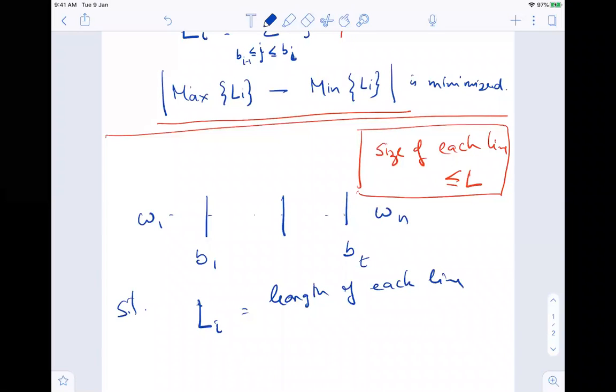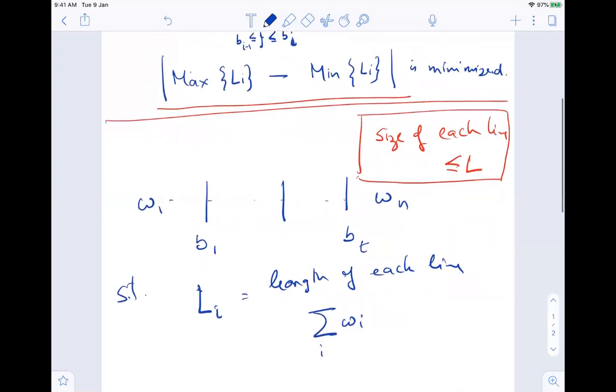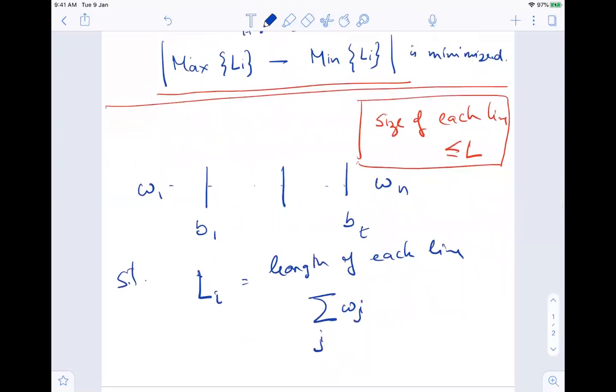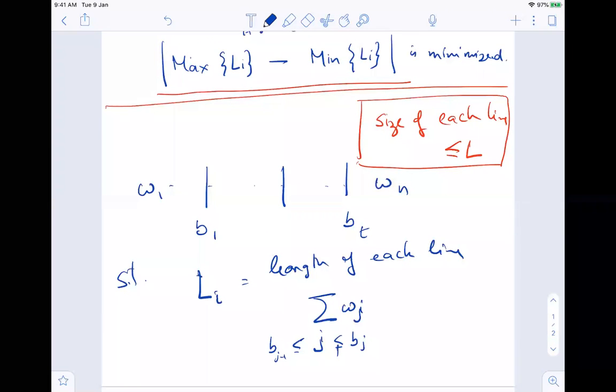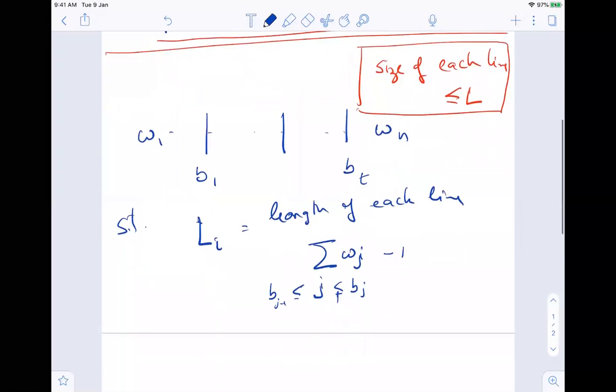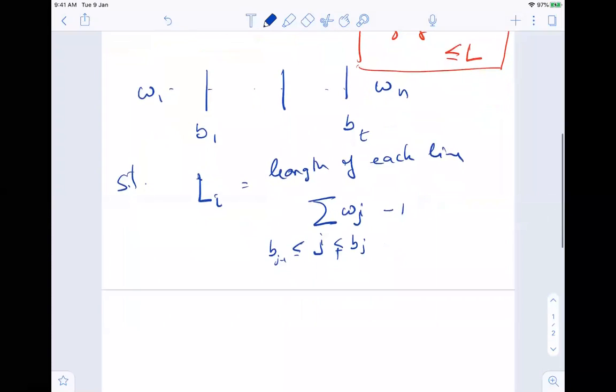which is basically nothing but the sum of Wj, where j is between B(j-1) and Bj, just how we wrote it here, right? Maybe one of them has to be strict and one of them has to be non-strict. Here they have written minus 1, but that's just a minute thing, right? So this is the length of each line, and for all i, Li is less than or equal to L, right?